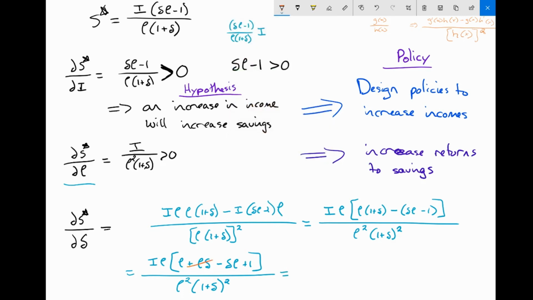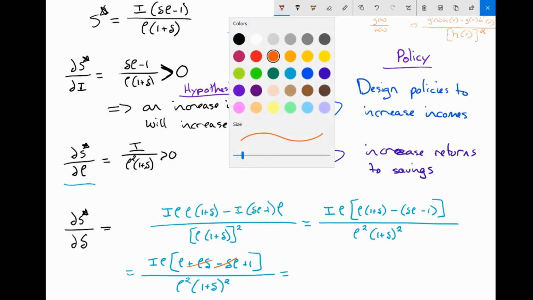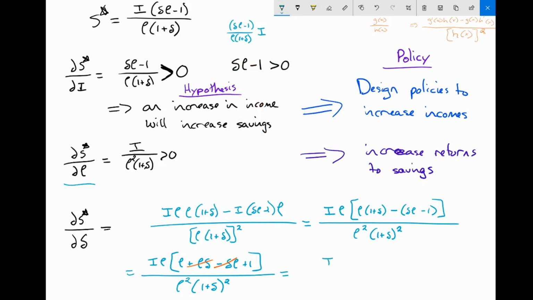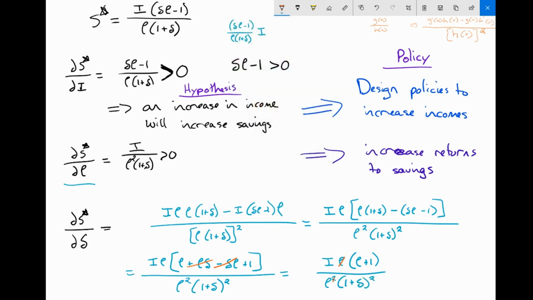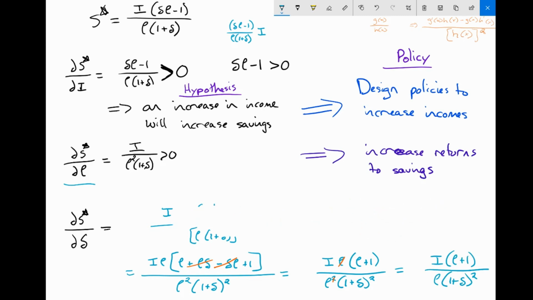Okay, these two cancel out. And so what do we get? We get I rho times rho plus 1 over rho squared 1 plus delta squared. We can cancel out one of these rhos, and we'll get our final answer. I times rho plus 1 divided by rho times 1 plus delta squared. All right, so that's our final answer.